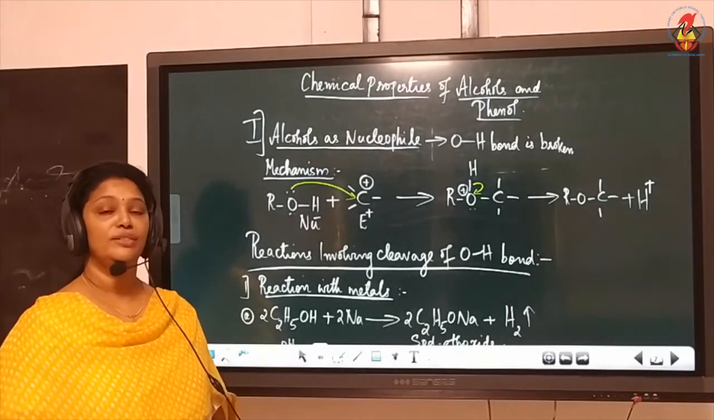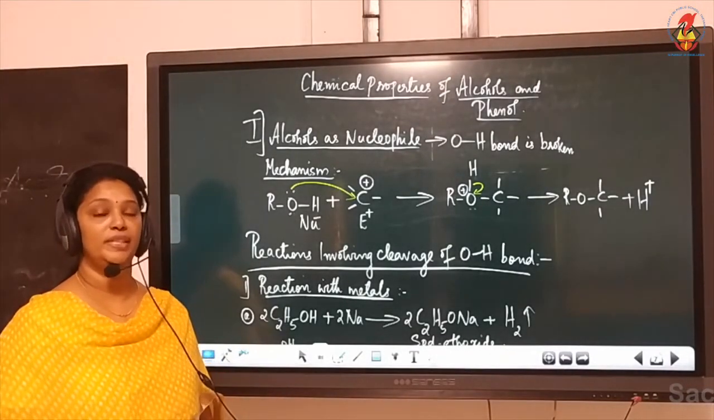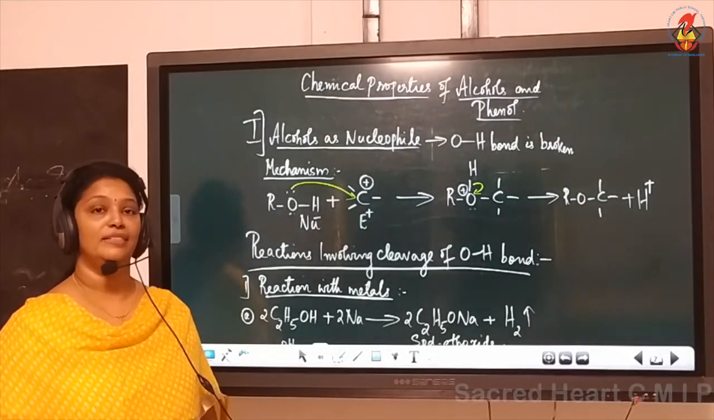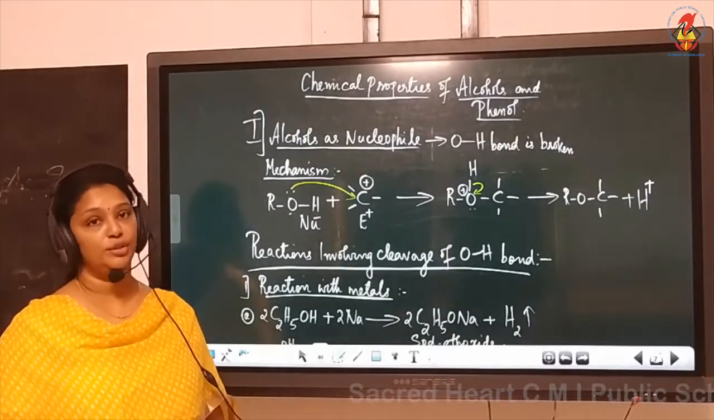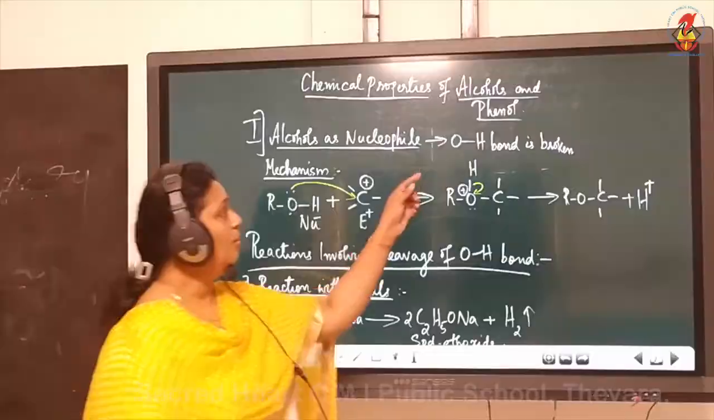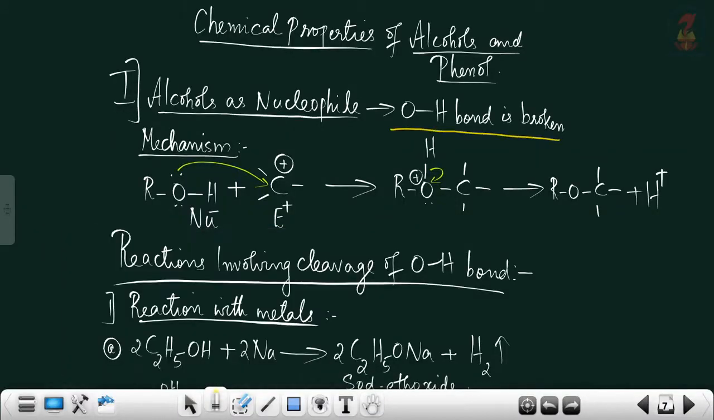Good morning, children. Today we are going to discuss the chemical properties of alcohols and phenols. Alcohols can act as nucleophile as well as electrophile. When alcohols act as nucleophile, the OH bond is broken. When alcohols act as electrophiles, the CO bond is broken, which will be discussed later. So first we are going to discuss alcohols as nucleophiles, where the OH bond is broken.